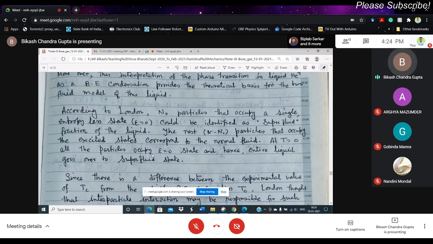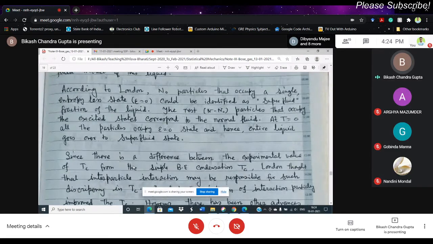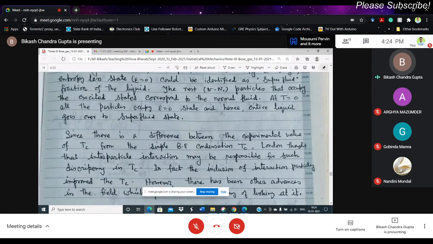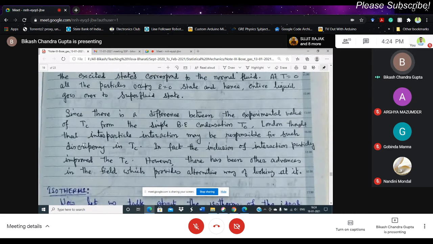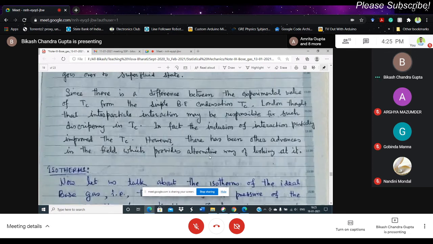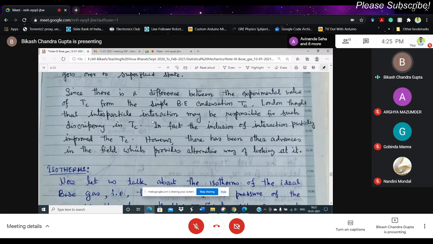At T equals 0, all the particles occupy the epsilon 0 state, and hence the liquid goes over to the superfluid state. Since there is a difference between the experimental value of Tc and the Tc from the simple Bose-Einstein theory, London thought that interparticle interaction may be responsible, as I mentioned earlier, because it was assumed that these particles are non-interacting. If they interact with each other, then some contribution should be taken into account in the theory. In fact, the inclusion of interaction improved the Tc.